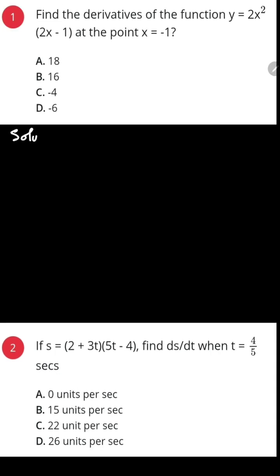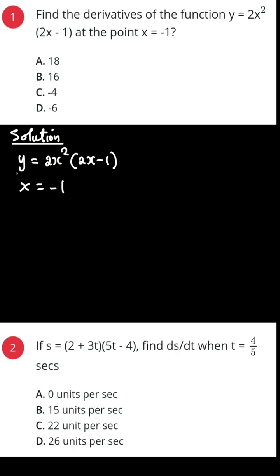So, solution to the first question. Now students, I want you to realize that this is a multiple choice question. It says we should find the derivative of the function y equals 2x squared into (2x minus 1) at the point x equals minus 1. Now you have to be very careful with what I'm going to say. This question can be reframed as: find the gradient of this function at the point x equals minus 1, or find the slope. So that is another way of asking the question. Please take note of that.